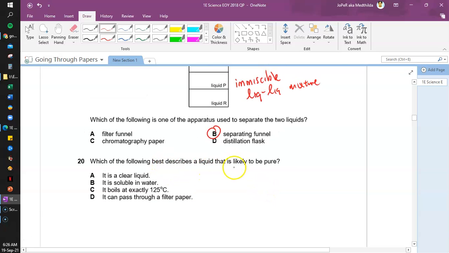Which of the following best describes a liquid that's likely to be pure? Now, to know whether something is pure, typically we'll look out for whether it has a fixed melting point. That means it melts at one temperature only, or we're looking at whether it has a fixed boiling point. Hence, the only possible answer here is C, because if it boils exactly at 125 degrees Celsius, this means fixed boiling point. Okay, so this is for the chemistry sec.